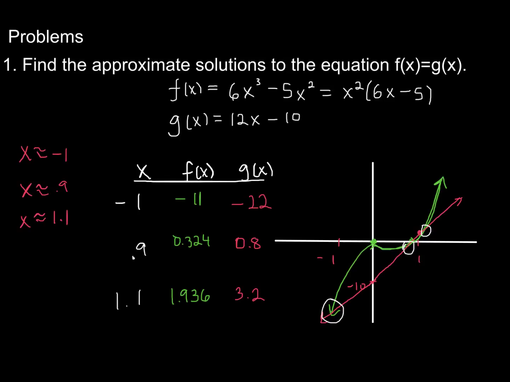So what I want you to do is try 2 more x values. You should have 2 more x values that you'll try to see if you can get a little closer to a place where f of x and g of x are closer together. So try 2 more, and then once you've done that, move on. I have 2 more problems for you to try that we will discuss on Monday.